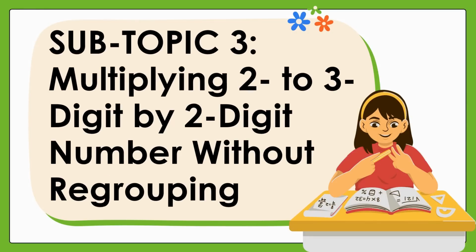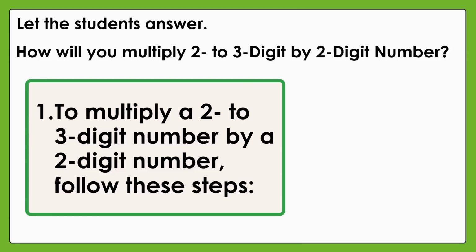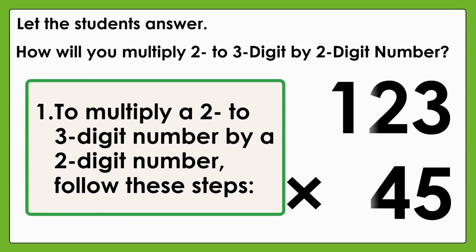Multiplying 2 to 3 digit by 2-digit number without regrouping. Now, how will you multiply 2 to 3 digit by 2-digit number? Let's learn. Number 1, to multiply a 2 to 3 digit number by a 2-digit number, follow these steps. So I have here 123 times 45 as an example.